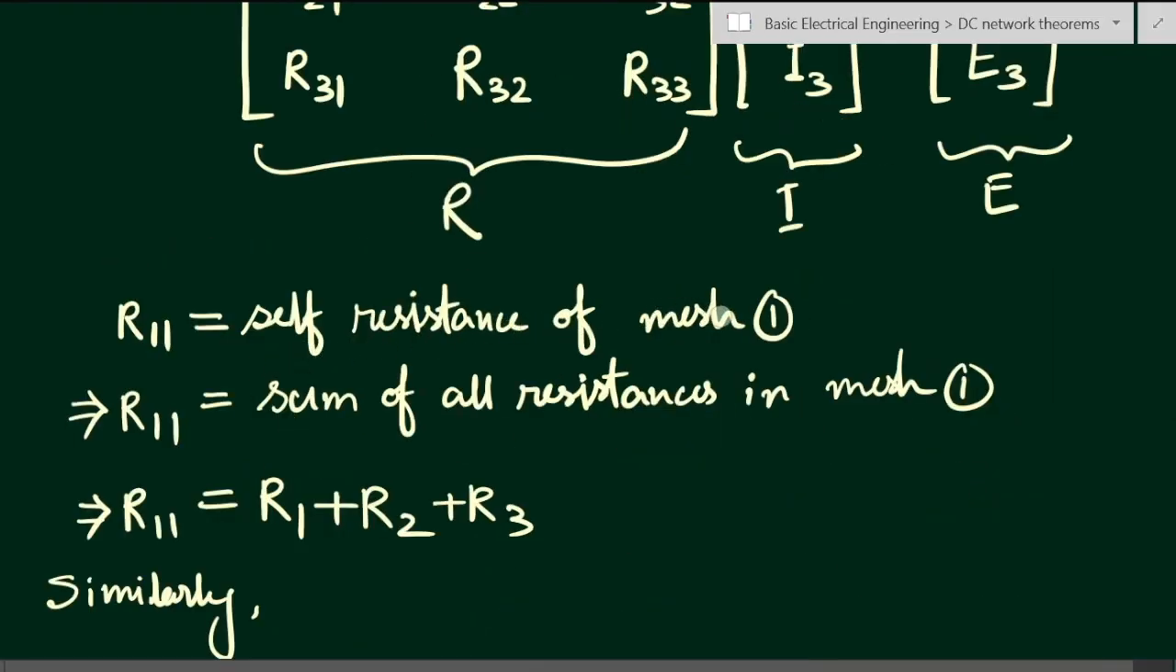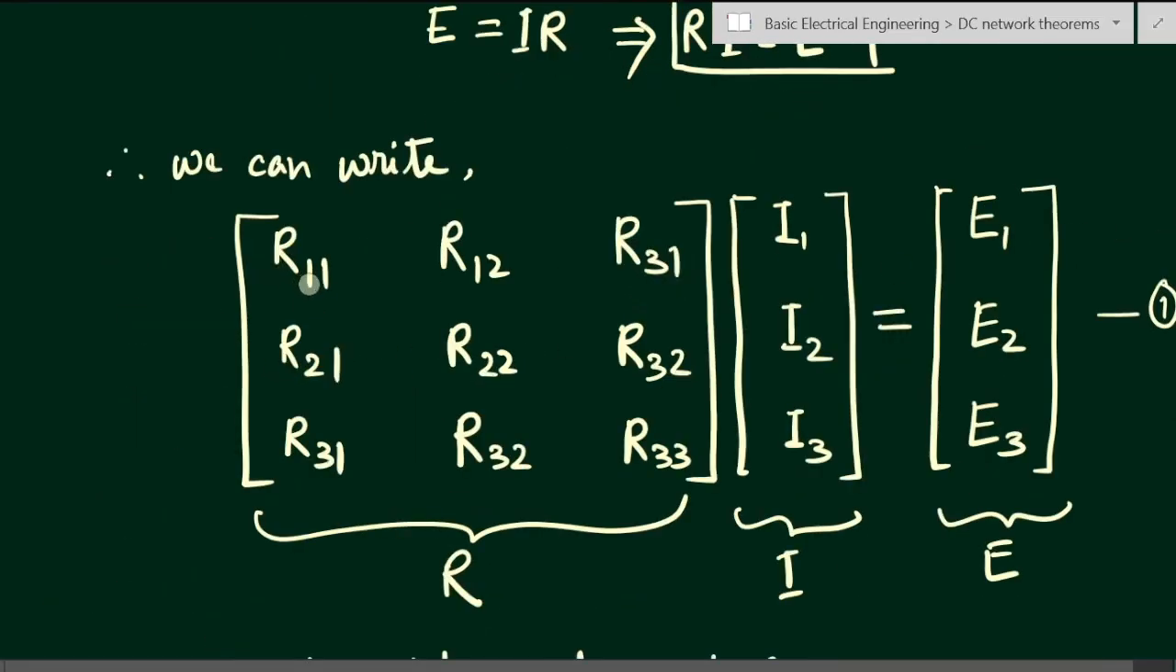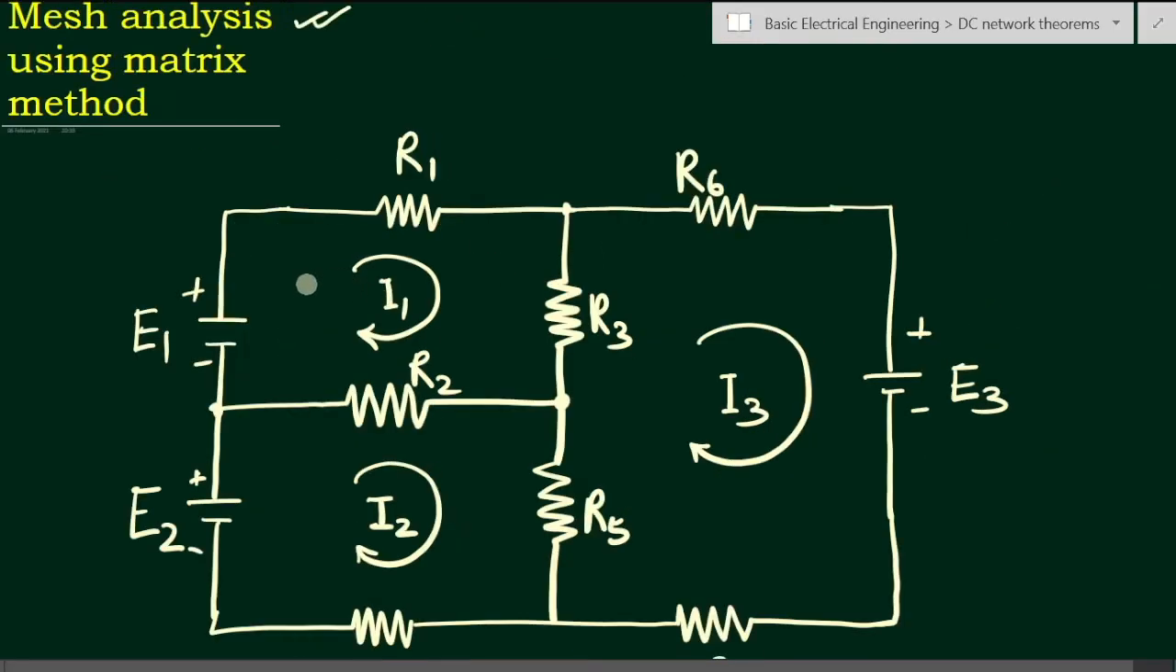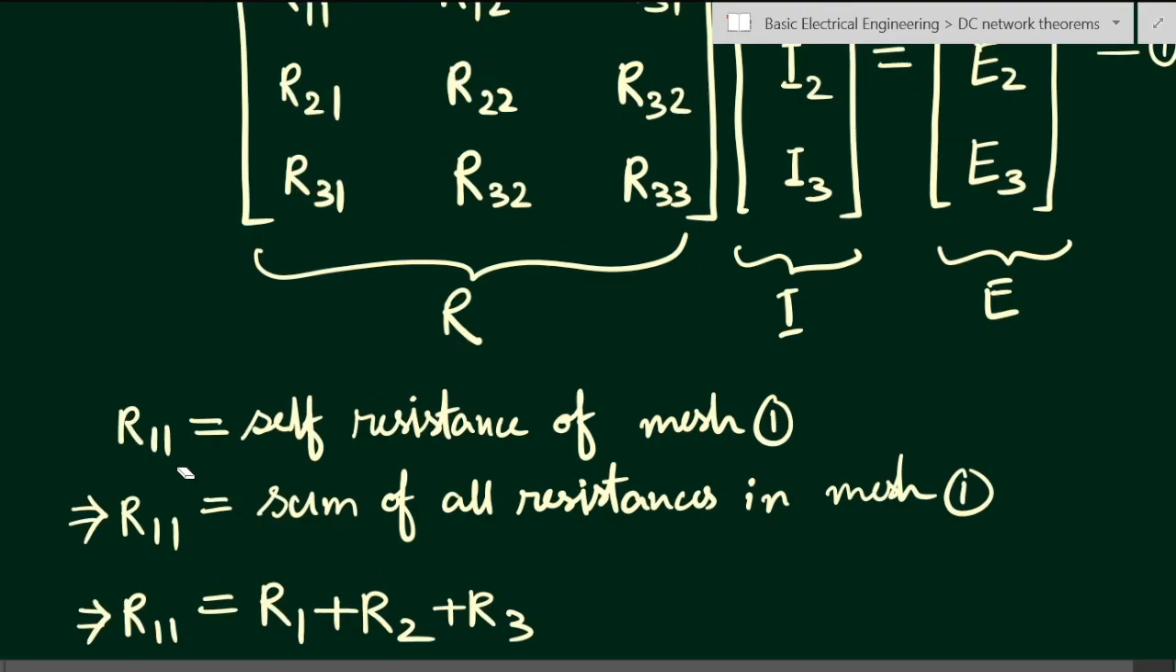R11 is the self-resistance of mesh 1. That is the resistance of loop 1 with respect to loop 1. You can understand it like that. R11 means resistance in loop 1 with respect to loop 1. This is loop 1. So in this loop, the resistance in loop 1 with respect to loop 1 itself. How many resistances will be there? In this loop we have to compare with this loop only. So if we compare this loop with the same loop, we will have three resistances, R1, R2 and R3. We have to add them. So R11 is the self resistance of mesh 1.